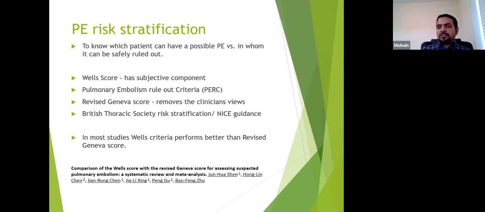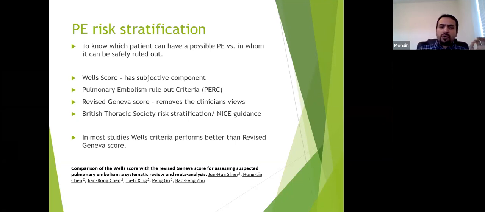Having said that, there are other scores used all over the world. There's a revised Geneva score. The good thing about it is that it is purely objective. There's no physician gestalt included in that. In the UK, there are also the NICE guidance and British Thoracic Society risk stratification. But what I have observed more or less in the UK is that most of the time it's the Wells score that is used, and sometimes the NICE guidance.